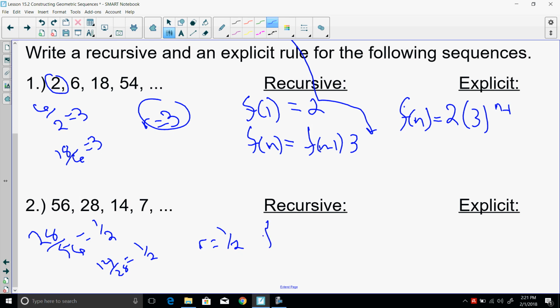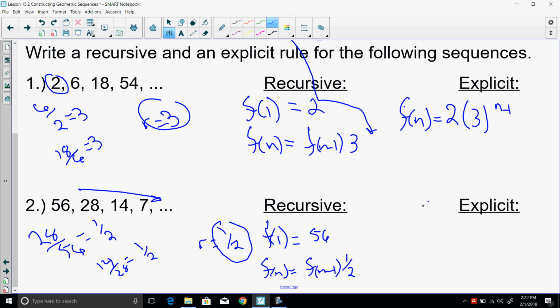So f of 1, that's a poor f, but oh well. f of 1 is equal to 56, and my f of n is then going to be equal to, again, f of n minus 1, that's in parentheses, times my common ratio, and this time it's 1/2, so it's fractional. Notice my r value here is less than 1 and greater than 0, so my terms head downhill, right? They get smaller and smaller.